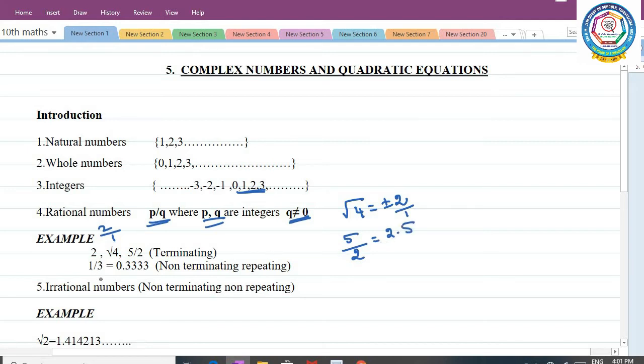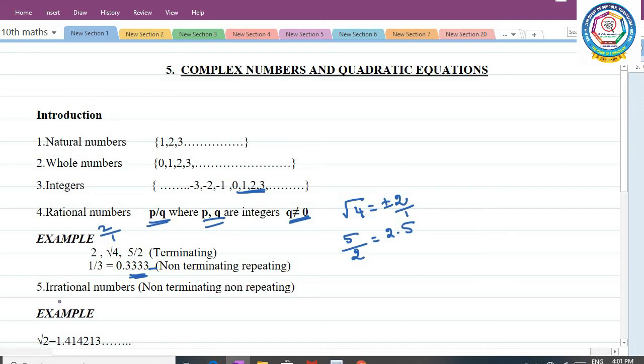Then the next one, 1 by 3. If you convert it into a decimal, we get 0.3333 and so on. So it is non-terminating repeating. We are not getting the remainder 0 at any point. Repetition is also coming, but it is in the form of P by Q.